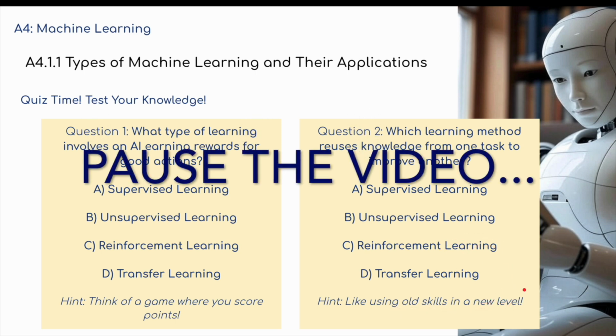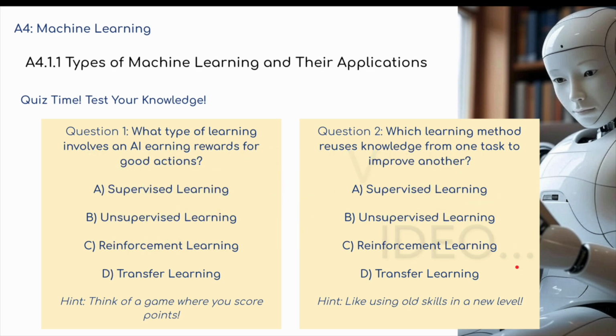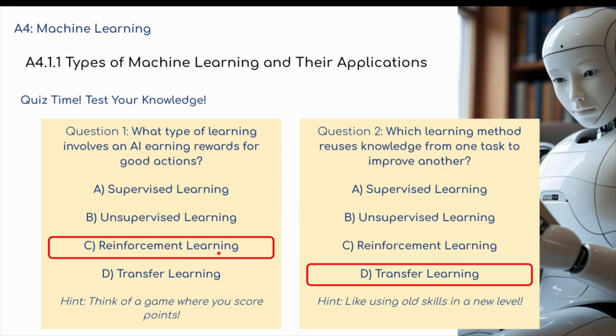Okay, pause the video. Here are the answers. C, reinforcement learning. Okay, and D, transfer learning.